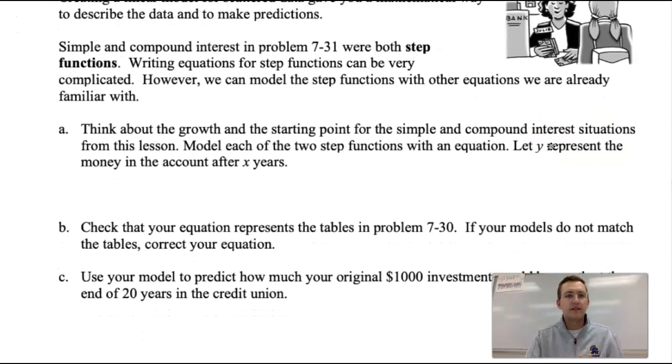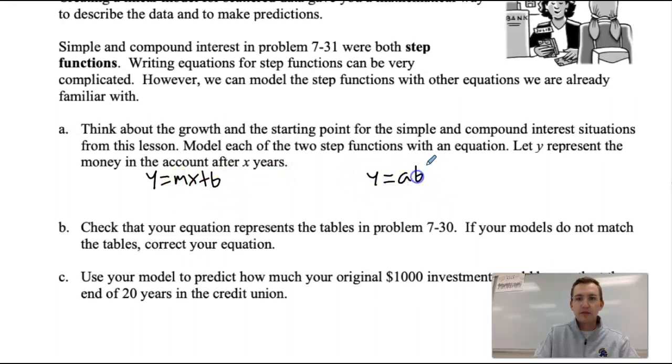So thinking about those two functions from the last problem, think about the growth and the starting point for the simple and the compound interest situations from this model. I want us to make two equations that represent each situation. Like we talked about, one was linear, the other was exponential. One is going to look like this: y equals mx plus b, where m is our slope and b is our starting value. Our exponential functions are y equals a times b to the x, where a is our starting value and b is our multiplier.